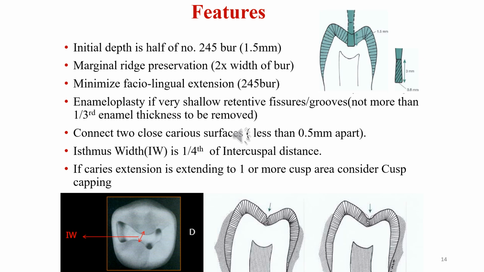Features of the outline form include initial depth, that is half of the 245 number burr, which is 1.5 mm. Marginal ridge preservation, that is 2 times the width of the burr, that is 1.6 mm. Facial lingual extension should be minimal. Enameloplasty, if required, will be done in cases of very shallow retentive fissures or grooves. We will connect two close carious lesions if they are less than 0.5 mm apart. Isthmus width will be 1/4 of the intercuspal distance. If caries is extending to one or more cusps, we will consider cusp capping.